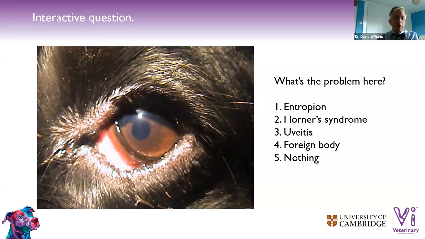So before you all go to sleep, let's have a little question here. What's the problem here? Is it entropion? Is it actually Horner's syndrome? Maybe there's uveitis there. Ooh, might there be a foreign body somewhere there? Or maybe actually it's fine and there's nothing wrong with it at all.